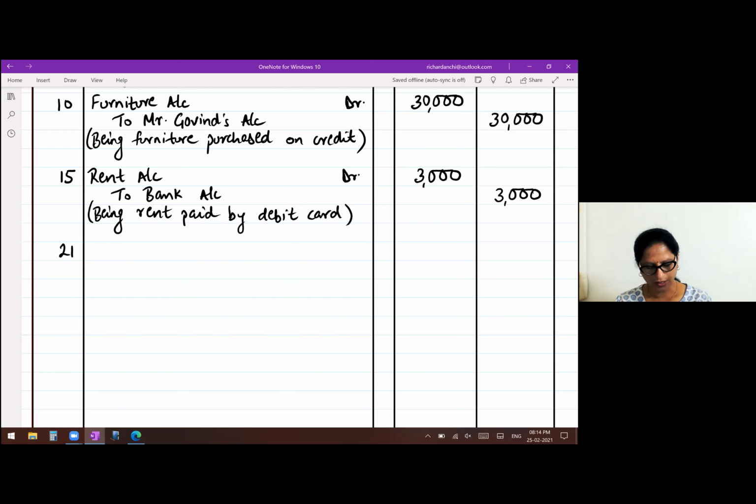So, now here it is purchased goods. So you will take purchases account. We have already done that purchases is a nominal account. It is an expense. So you will debit purchases account. So entry here, purchases account debit 70,000.